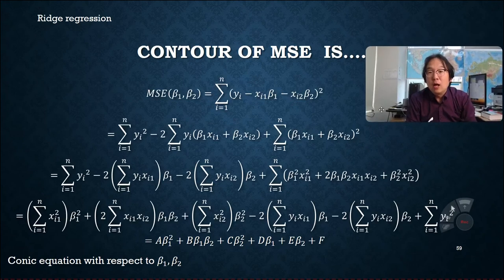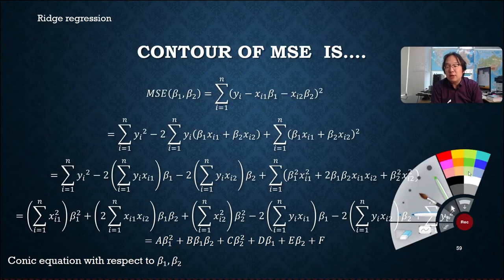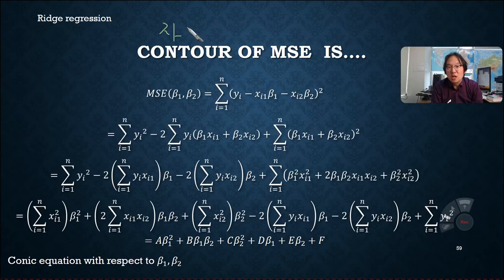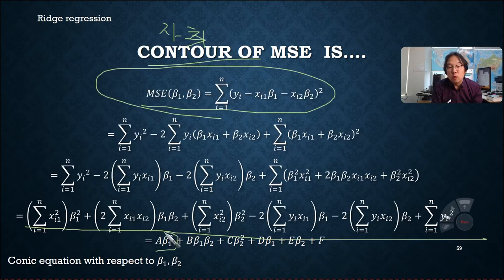if you go down the contour, the trace, right? How does the mean squared error, the contour, look like? Mean squared error looks like this in OLS. And then you decompose this, and you will realize that you can summarize this into an equation with respect to beta 1 and beta 2, okay?